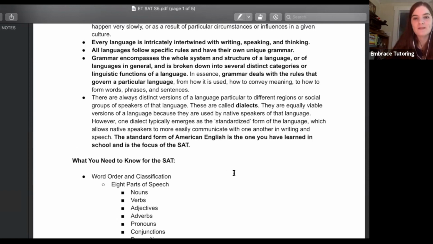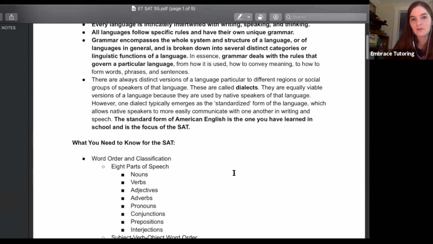Grammar encompasses the whole system and structure of a language, and it's broken down into several distinct categories or linguistic functions. So basically, when you're thinking of grammar, you're dealing with the rules that govern a particular language: how it's used, how it conveys meaning, how to form words, phrases, and sentences, and how to communicate, like the rules of communication within a given group, society, or cultural group. All of that comes into play.